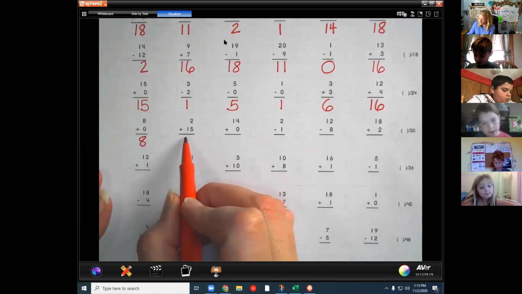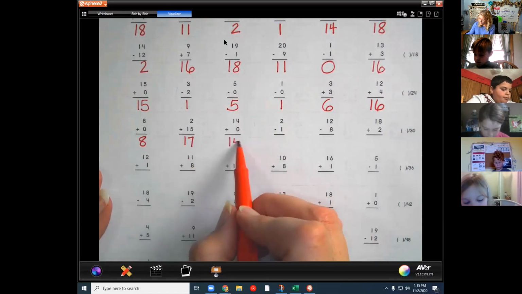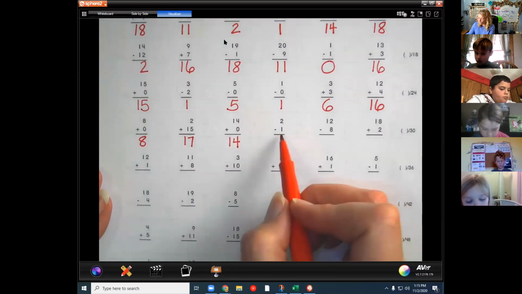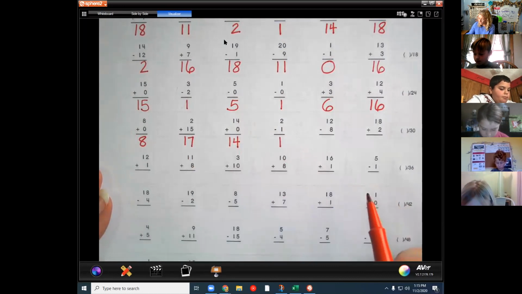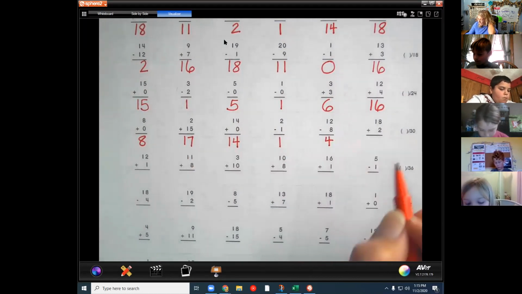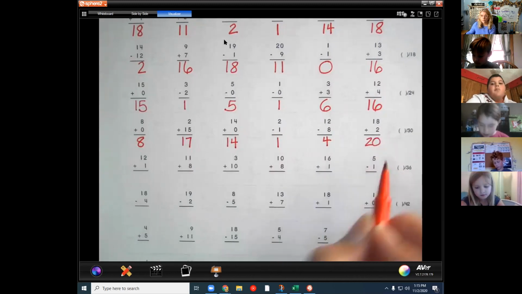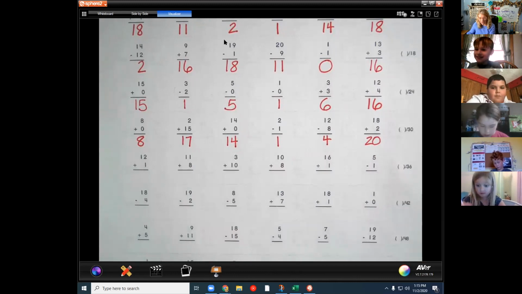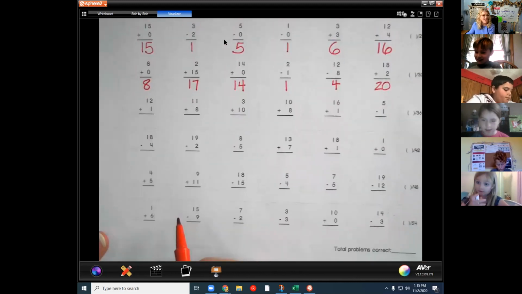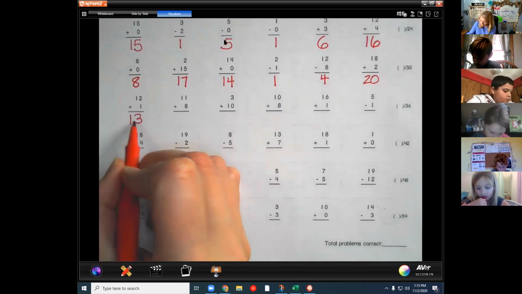2 plus 15 is 17. 14 plus 0 is 14. 2 minus 1 is 1. 12 minus 8 is 4. 18 plus 2 is 20. Keep going. Okay. Yes. Okay. That's great. Next row is 12 plus 1 is 13.